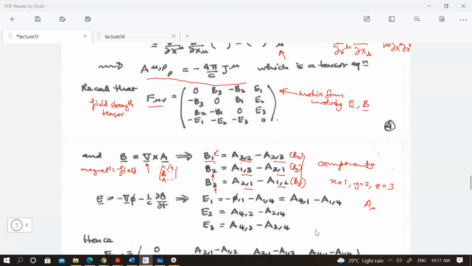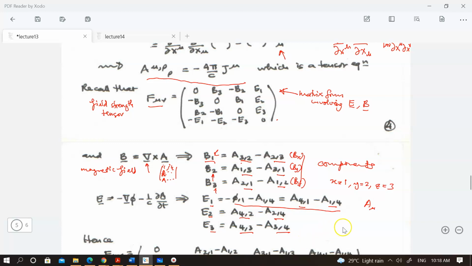Here, in terms of A mu, it can be written as follows. And again, you can see there's another set of patterns. Here is E1, here is 4, 1, 4, E2, 4, 2, 4, E3, 4, 3, 4. So there is this underlying pattern that comes into play when you have expressed your magnetic field and electric field in terms of potential.